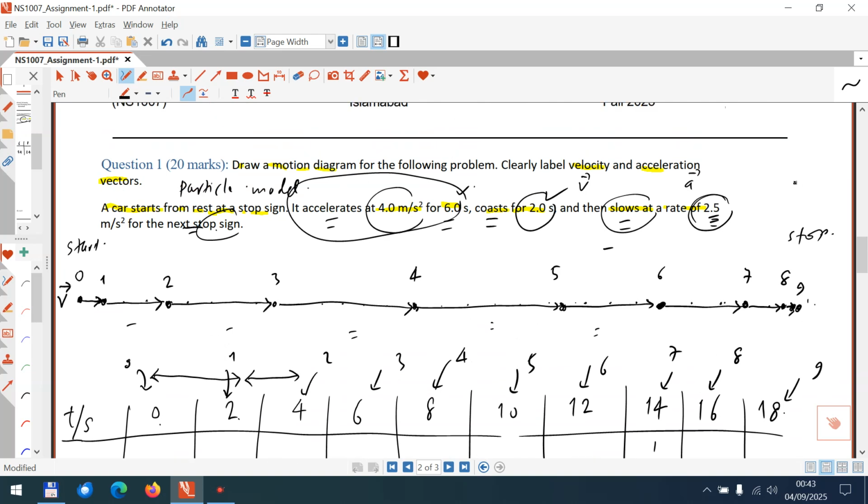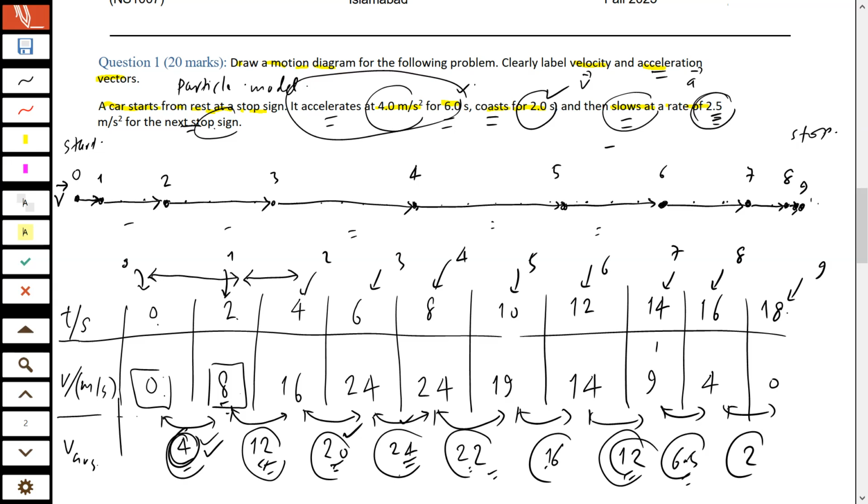These are only velocity vectors. We now need to indicate acceleration vectors. So for that, I would like to use a different color. Let me use a different color. It's very easy, because we know that initially there was acceleration speeding up, then the acceleration was 0. So if you see, there was no acceleration between frame 3 and frame 4.